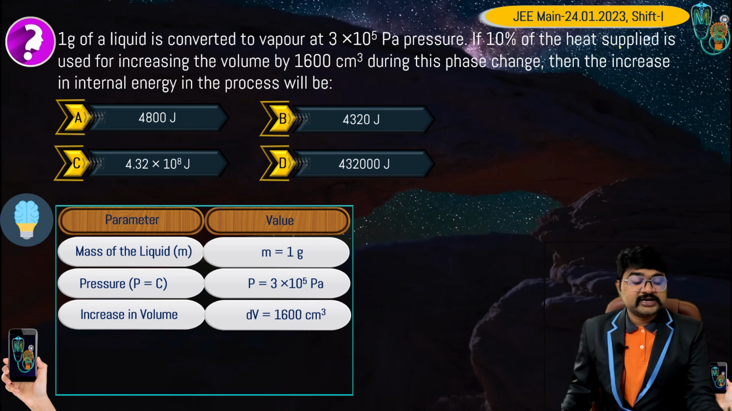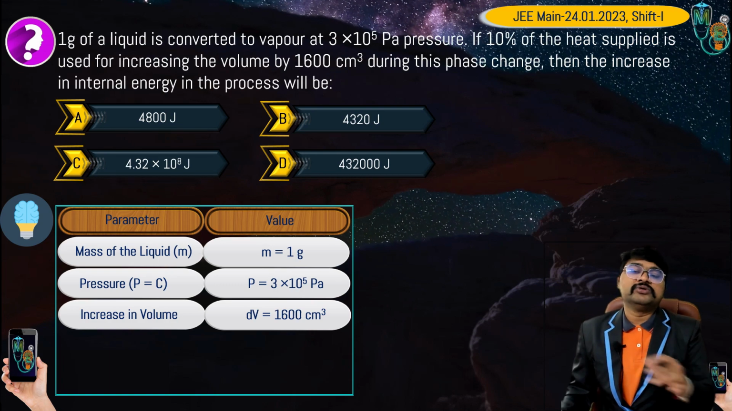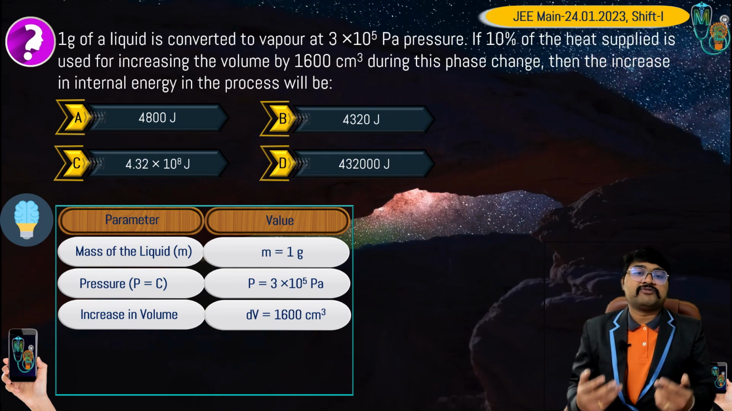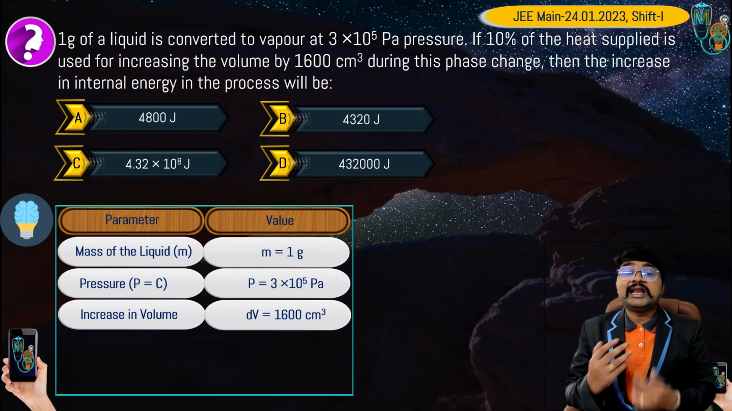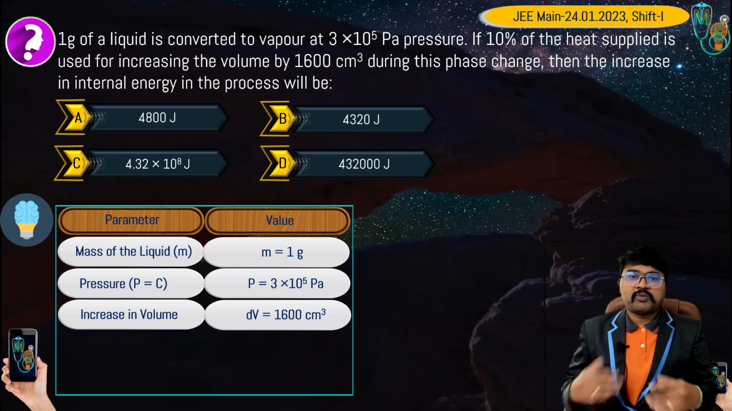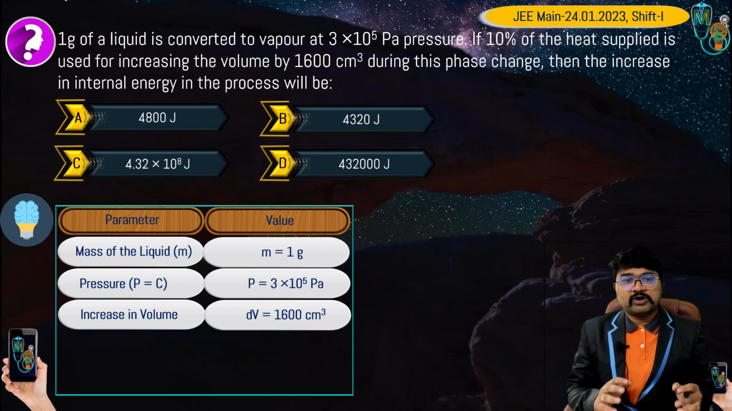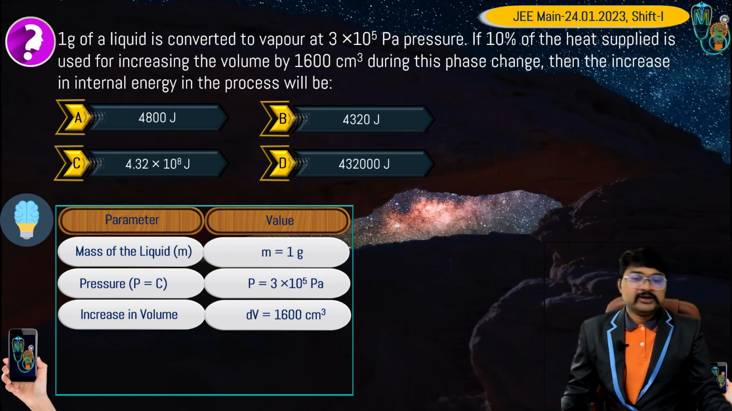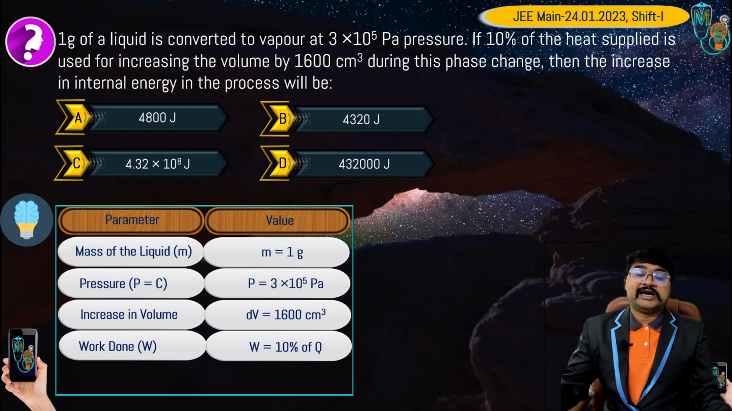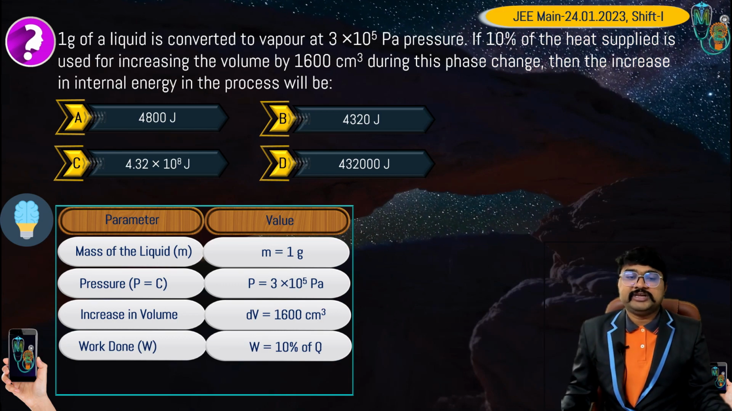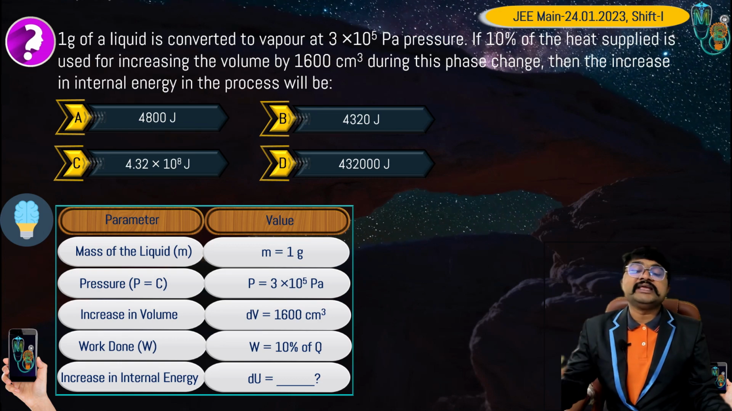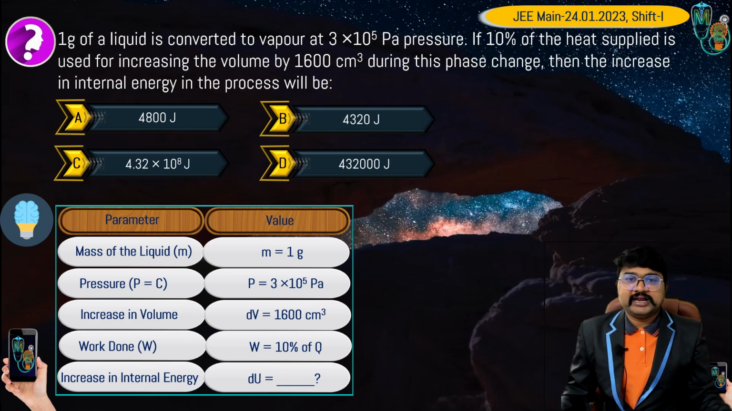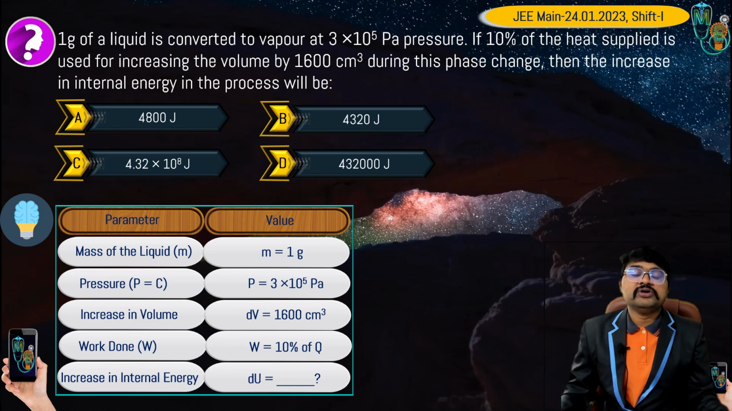Here 10% of the heat supplied is utilized to increase the volume. That means 10% of heat supplied is utilized to do the work. Understood now? What is the work done here? PdV work. PdV work is nothing but 10% of heat supplied. Next is the increase in internal energy. What is the increase in internal energy? ΔU, they are asking you to determine.